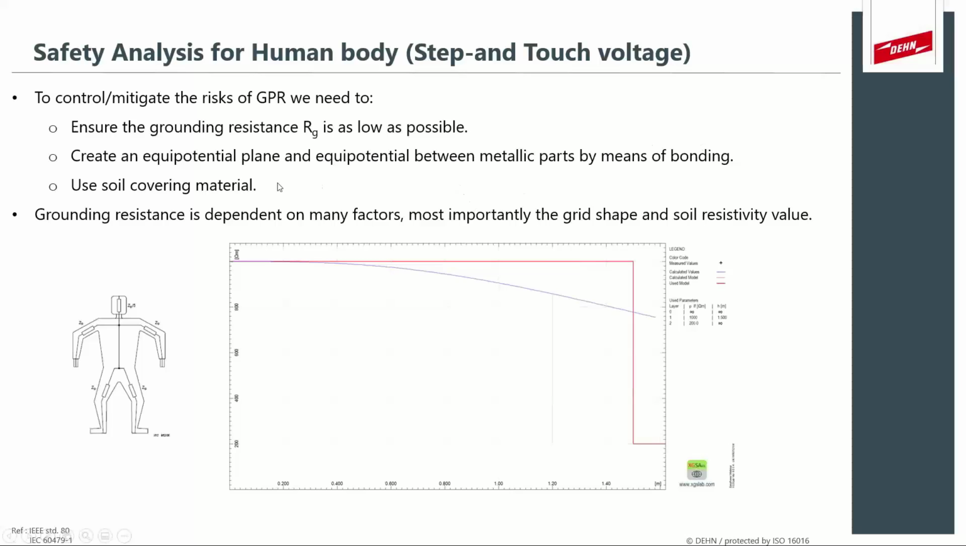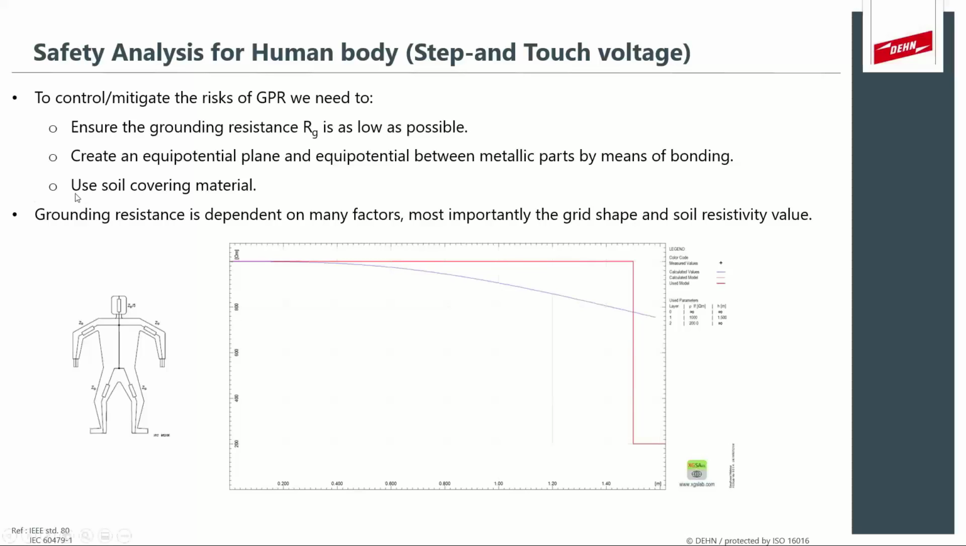We can also create an equipotential plane, an equipotential between metallic parts by means of bonding, meaning that we will ensure all the voltage would be the same across the area where people can walk as an equipotential plane, so that there's no differences for step potential, and also that there would be no differences when touching metallic parts with reference to the voltage experienced on ground level by means of bonding.